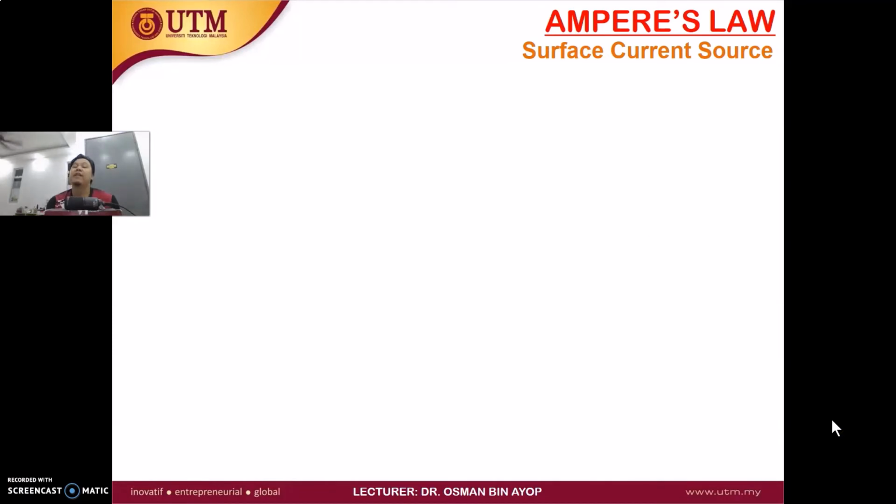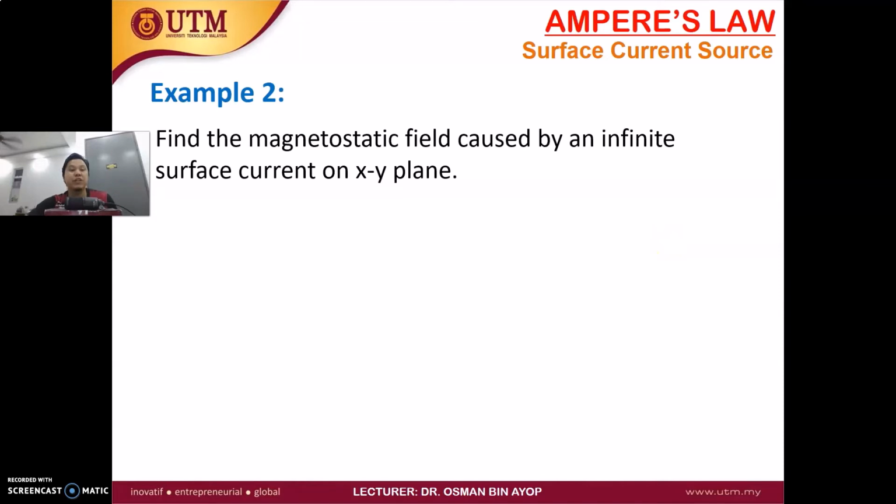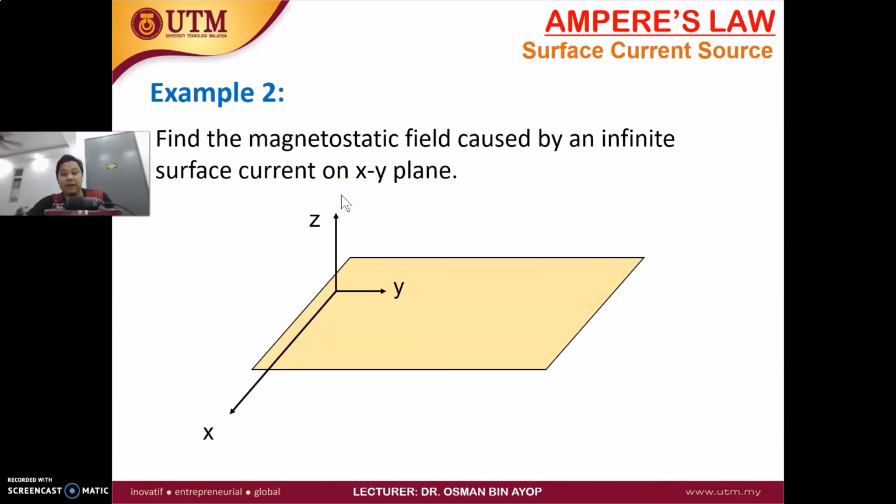Next, we will see how to find the magnetic field intensity for the case of a surface current source. The surface current source can be in the form of a flat surface, or it can flow around a cylindrical shape and so on. It depends on the situation. In this case, I would like to show you how to analyze the surface current source on a flat surface. The question is, find the magnetostatic field caused by an infinite surface current on the xy plane. And this is the figure.